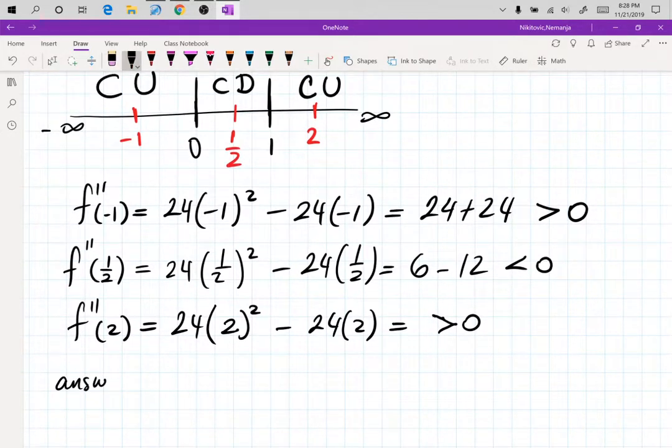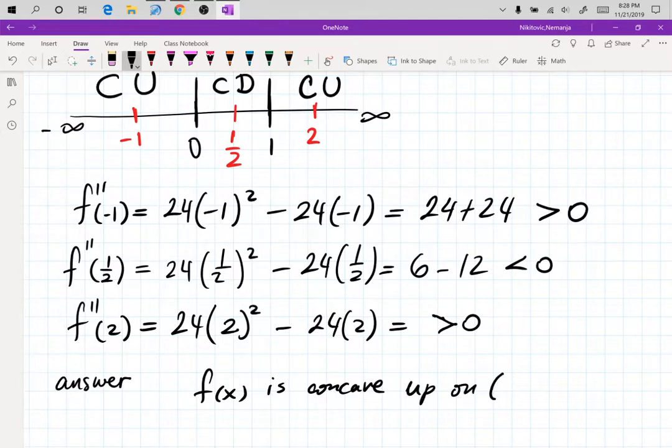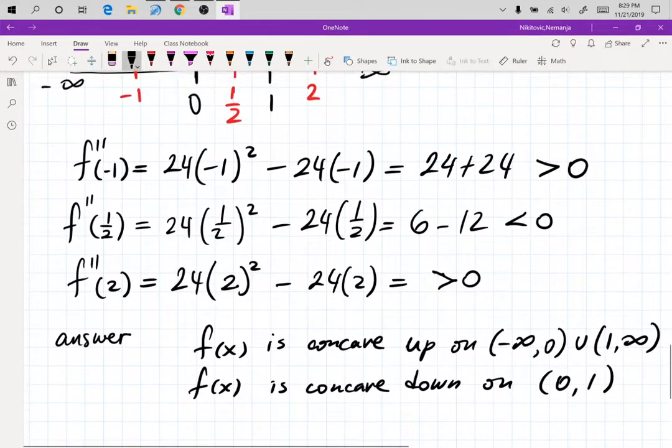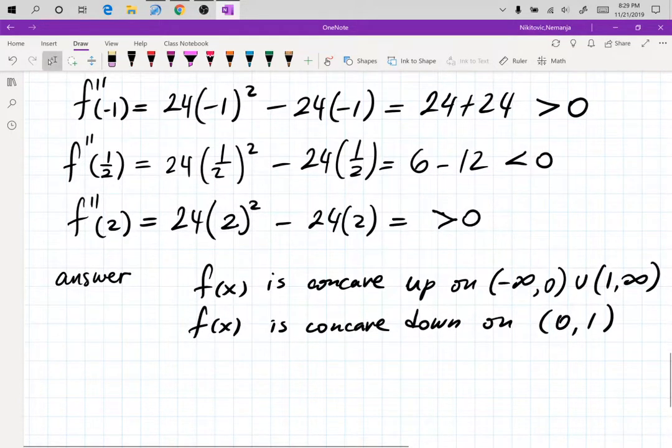Answer: f of x is concave up on negative infinity to 0, union 1 to infinity. F of x is concave down on 0 to 1. And that's the answer.